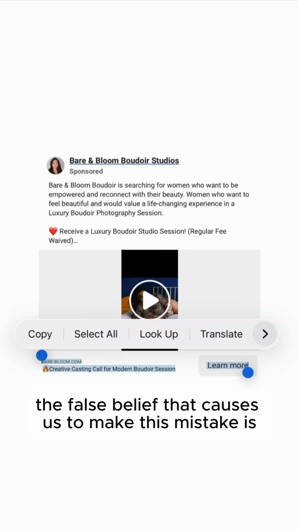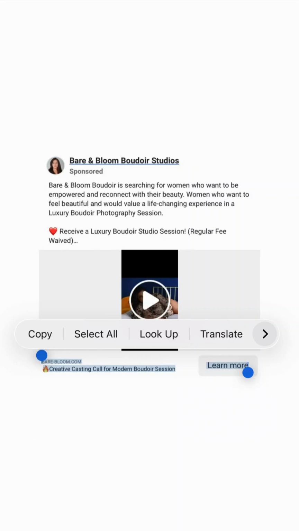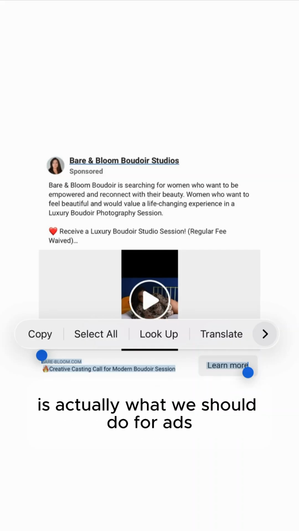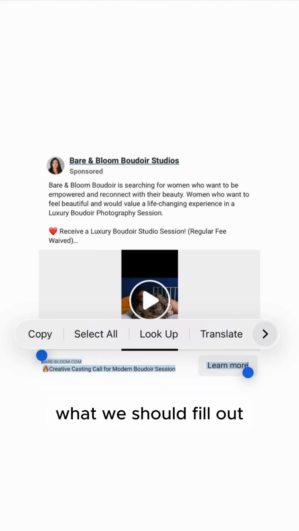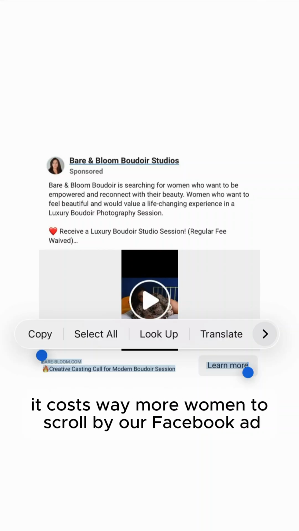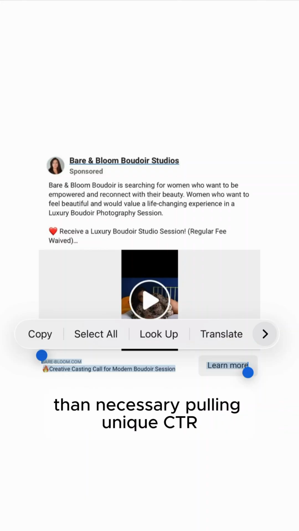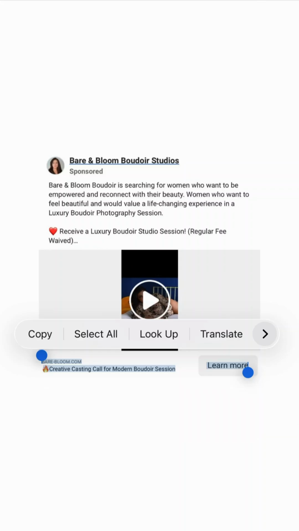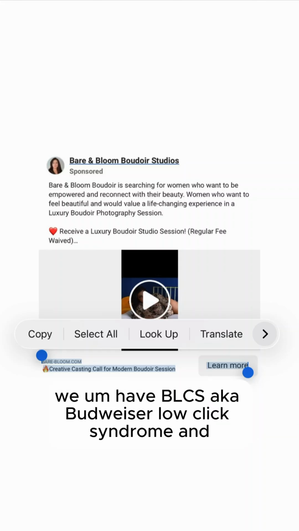The false belief that caused us to make this mistake is we're trusting that what Facebook tells us to do for our ad is actually what we should do for our ads, what we should fill out. But actually, this helps Facebook, not us. It actually hurts us. When we do this, it causes way more women to scroll by our Facebook ad than necessary, pulling unique CTRL under 6% and increasing the probability we have BLCS, aka Boudoir Low Click Syndrome.